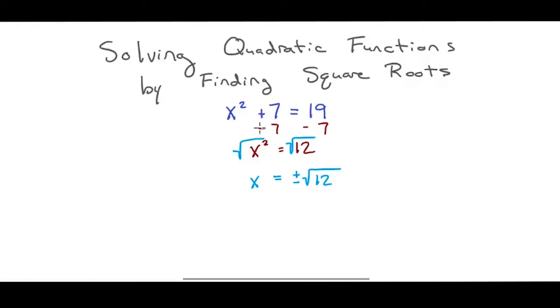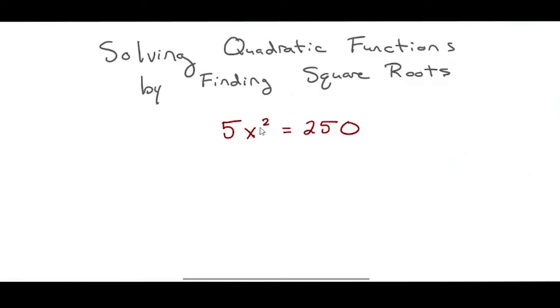All right, but I can't stop there because I can break up 12. So it'll be plus or minus, and I can break up 12 into two radicals, one of which I know the square root of. So 12 is 4 times 3, right? So I now have plus or minus the square root of 4 times the square root of 3. And I also know that the square root of 4 is 2. So my answer will be plus or minus 2 times the square root of 3.